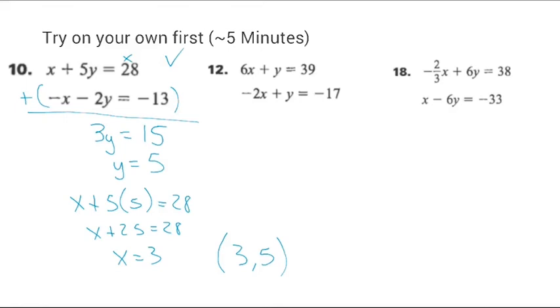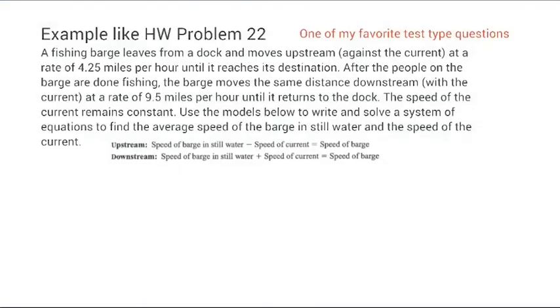I may come back and do another example. I have some other stuff that I need to cover quickly, and that is the story problem. This one is similar to the one you have on your homework. On the homework, they gave you these questions. I will tell you right now that this is one of my favorite types of test questions. And this one, something moving through the water or through the air in two different directions, is also an ACT, SAT type question. It says a fishing barge leaves from a dock and moves upstream against the current at a rate of 4.25 miles per hour until it reaches its destination.